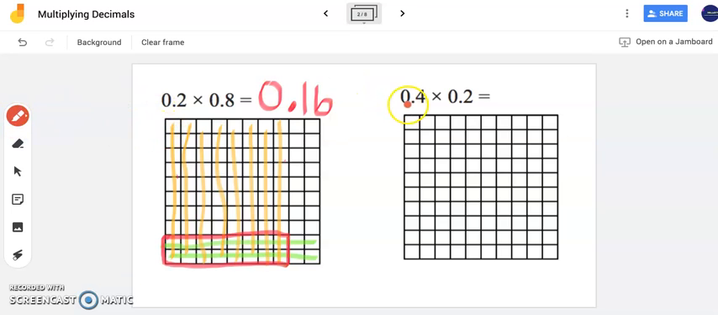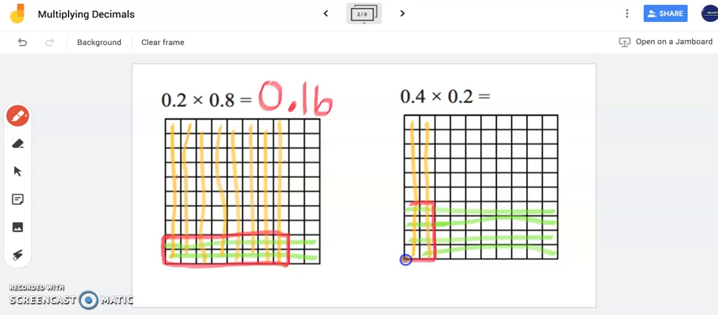Now, for my next problem here, I have 4/10 times 2/10. I'm going to do the same thing. First, I'm going to shade in 4/10. 1/10, 2/10, 3/10, and 4/10. Now in yellow, in the opposite direction, I'm going to shade in 2/10. 1/10 and 2/10. In red, I'm going to highlight wherever there's overlap, and that's going to represent my answer.